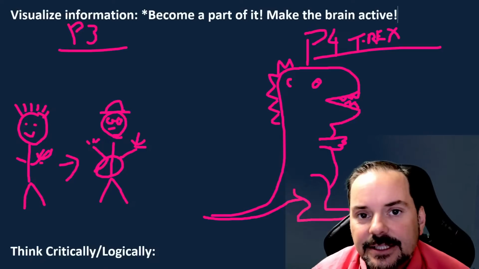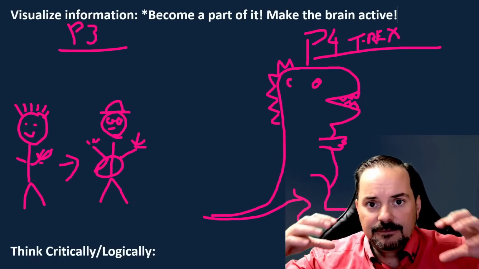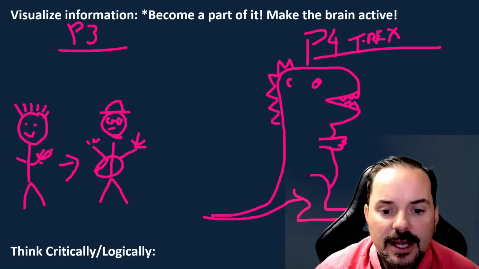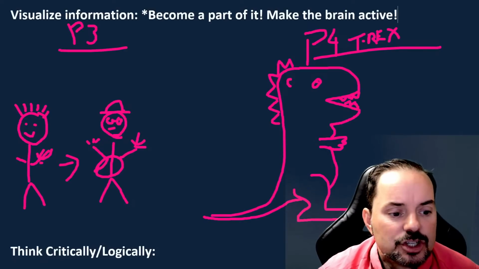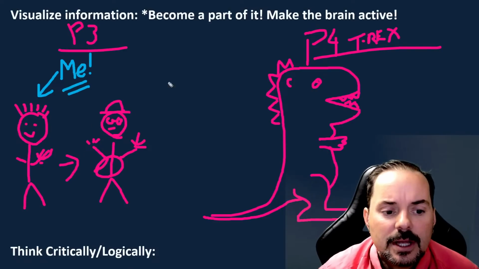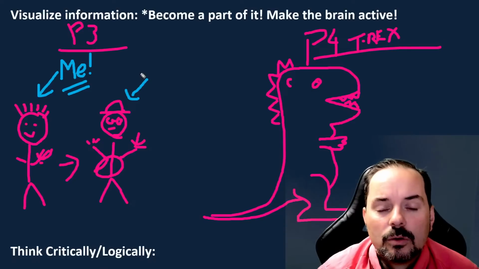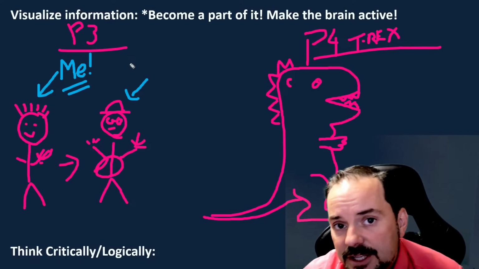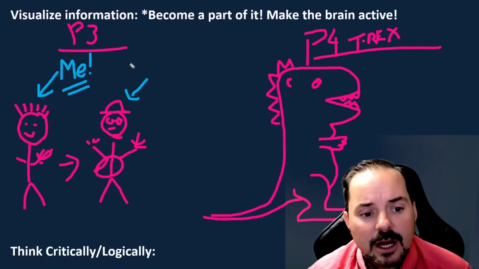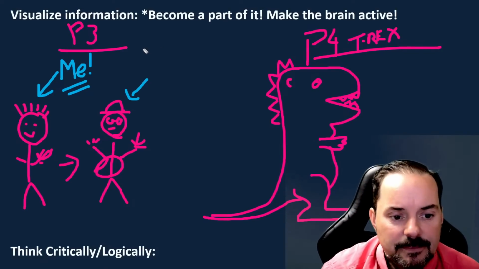Make the brain active. When the brain feels like it's a part of the information, it just works 10 times better. So when you're visualizing the situation with the professor, you want to include yourself. So this is you, this is me. And the professor should be somebody you know.